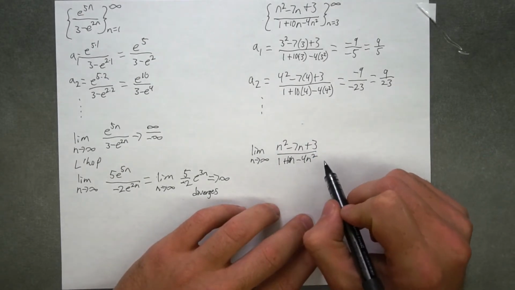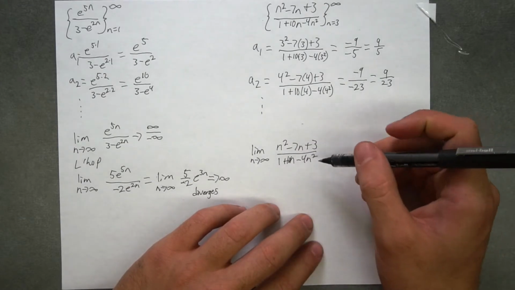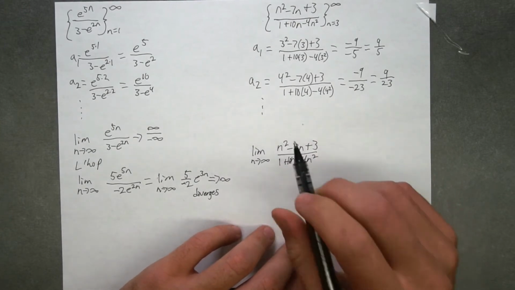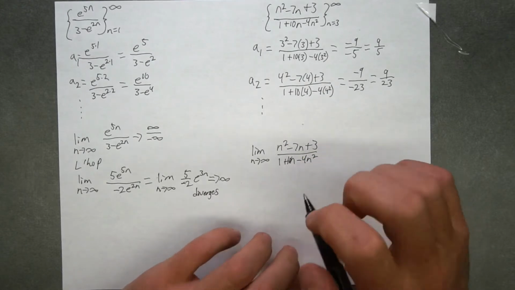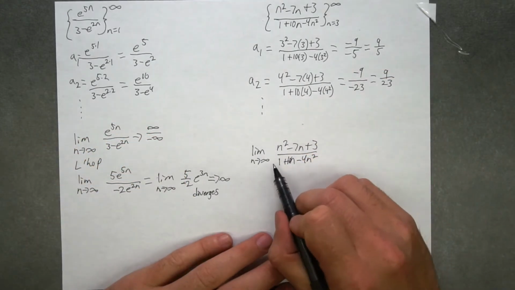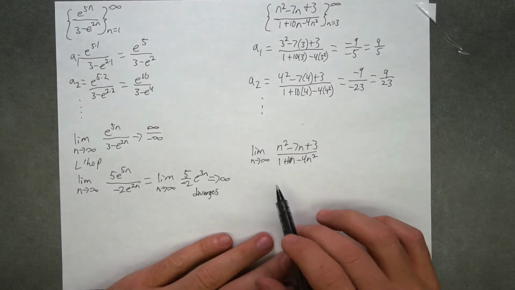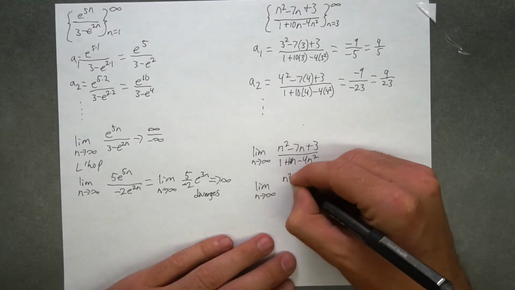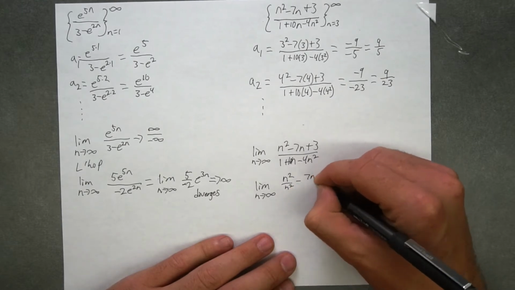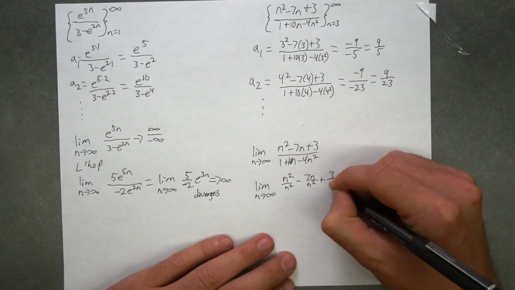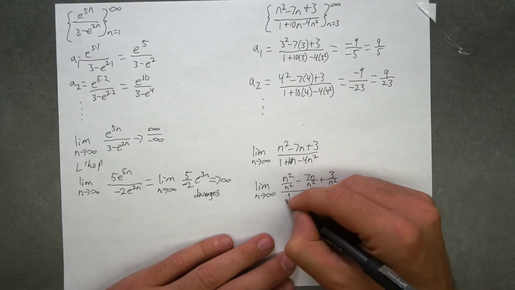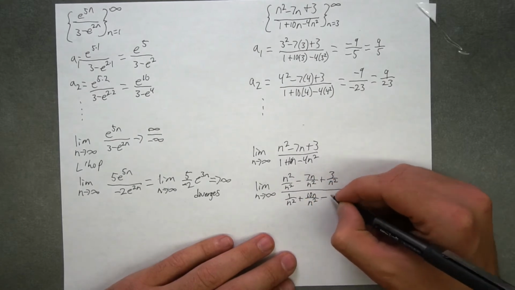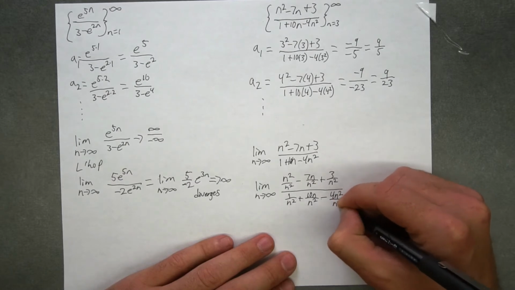This is very similar to finding a horizontal asymptote of a function, and we can divide every single term here by n squared. This is a method of finding this limit. So this is the same as the limit as n approaches infinity of n squared over n squared minus 7n over n squared plus 3 over n squared, over 1 over n squared plus 10n over n squared minus 4n squared over n squared.